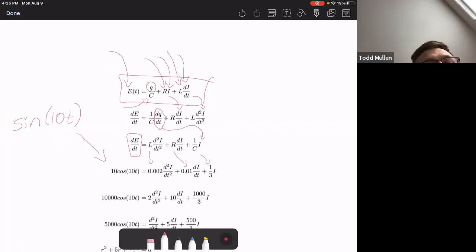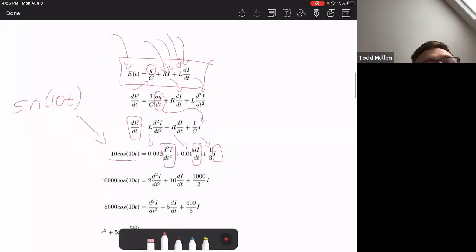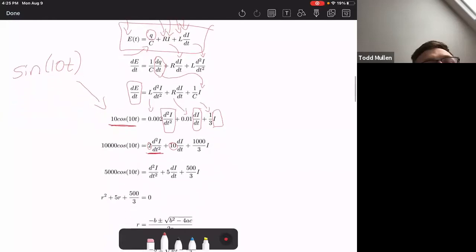So now this is taking on a form that we're familiar with, where we have something times the second derivative plus something times the first derivative plus something times I, with a function of t on the left. So let's get rid of all these decimals by multiplying by 1,000. And then we can actually divide by 2, because that will give us a leading 1 in front of the I prime prime term.